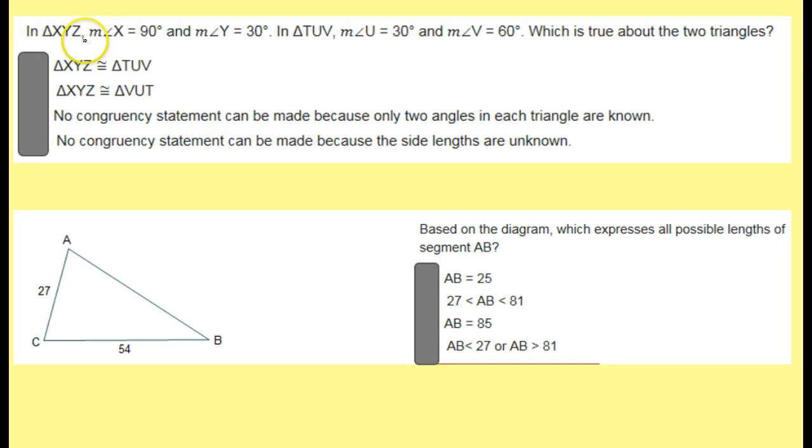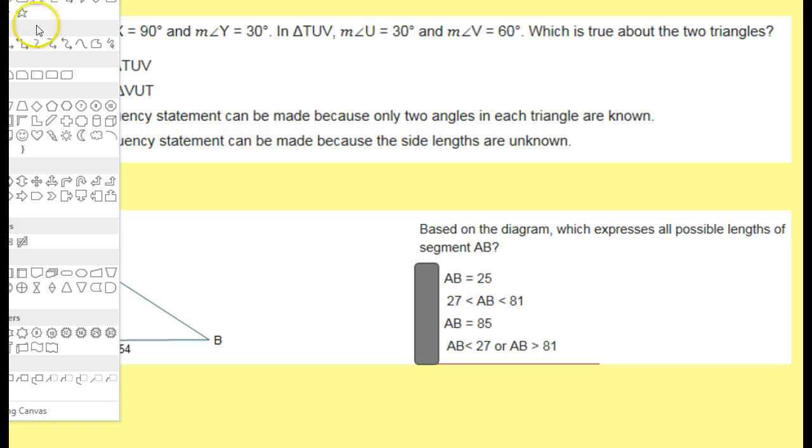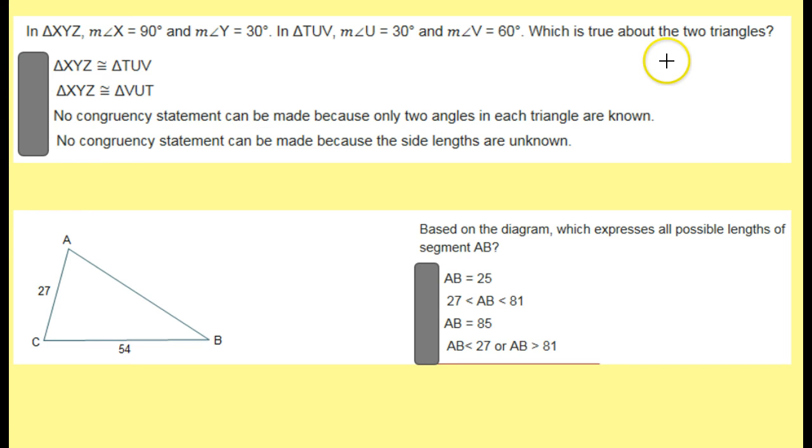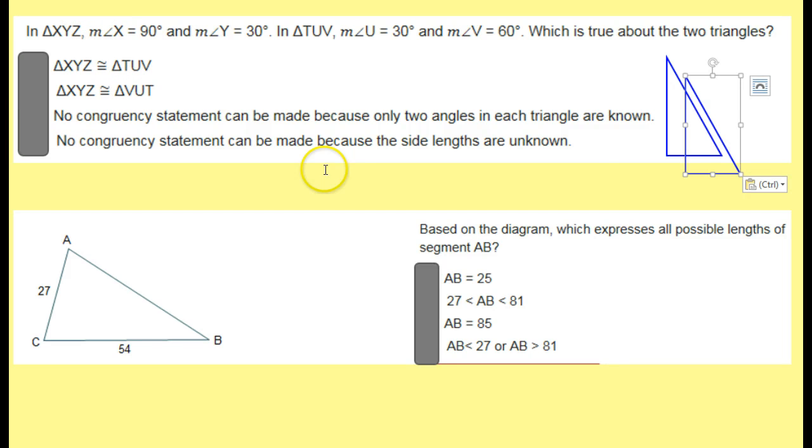In triangle XYZ, X is 90 degrees, Y is 30. In triangle TUV, okay, I feel like we better start drawing some pictures first before we go any further. Okay, so they mentioned a 90-degree angle. So here is a right triangle right here. And now I've made two of them. Great.